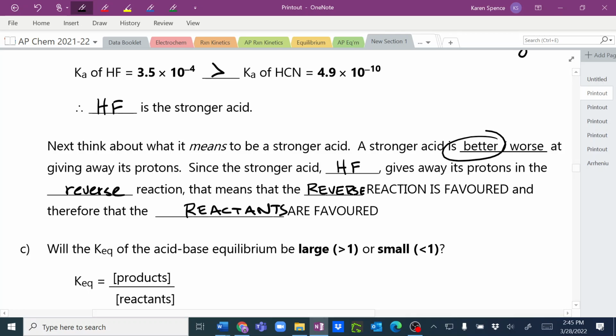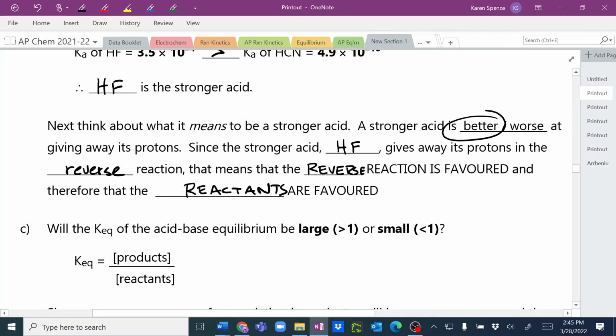So is the KEQ of this acid-base equilibrium going to be large or small? It's going to be small because our reactant concentration is big and our product concentration is small. So that's going to be small, i.e. less than 1.